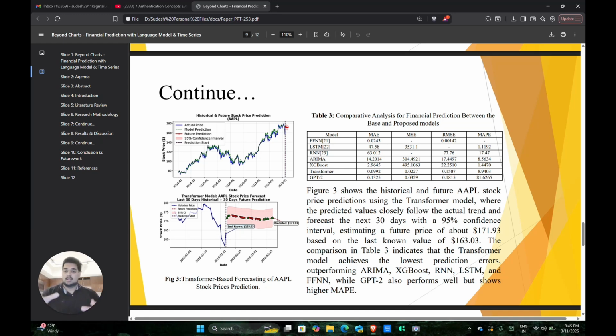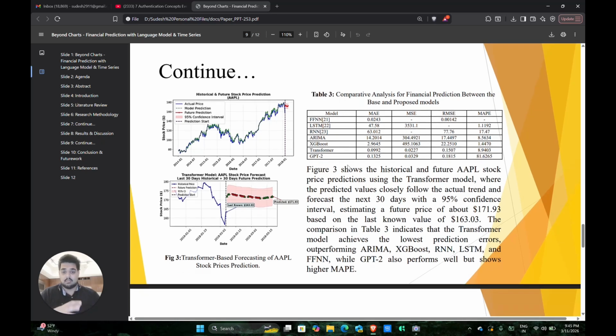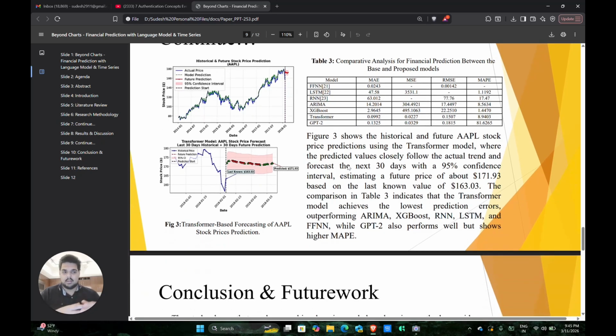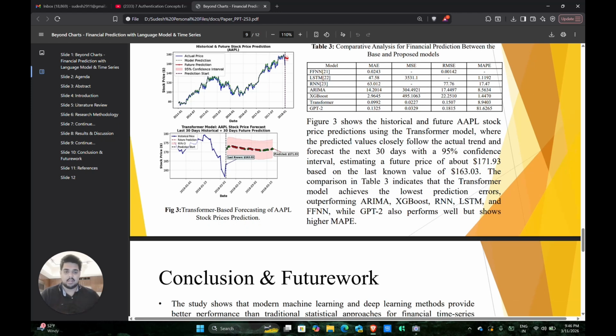163. Okay, yeah. So the comparison in Table 3 indicated that the transformer model achieves the lowest prediction errors, and it outperformed ARIMA and XGBoost. While GPT also performed well, the mean absolute percentage error was too high, which suggests that GPT kind of overfitted, despite the best efforts. This is equivalent to hallucination. Using transformer models for financial forecasting tasks may result in certain overfitting no matter how much you try. However, this problem could be better solved with GPT-5.